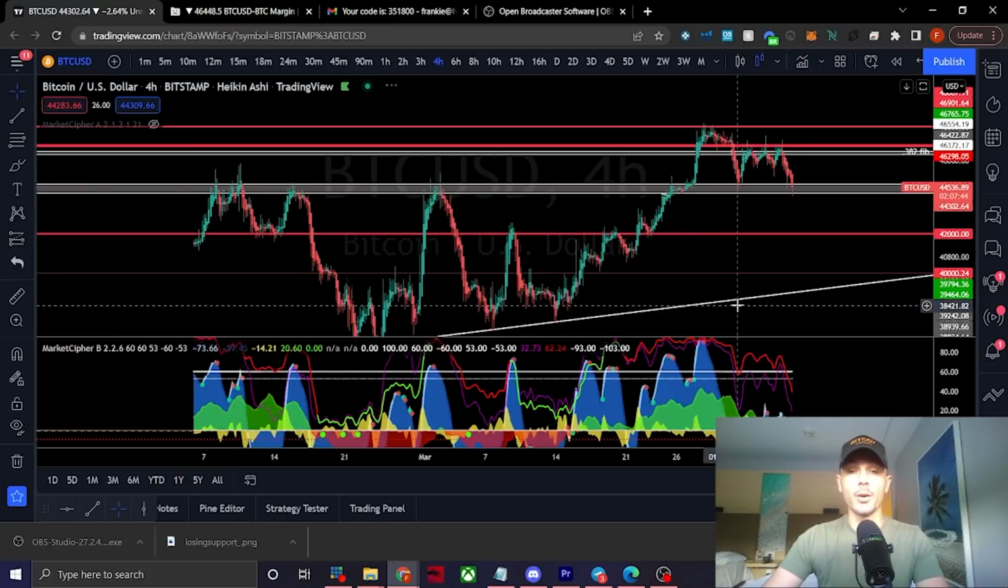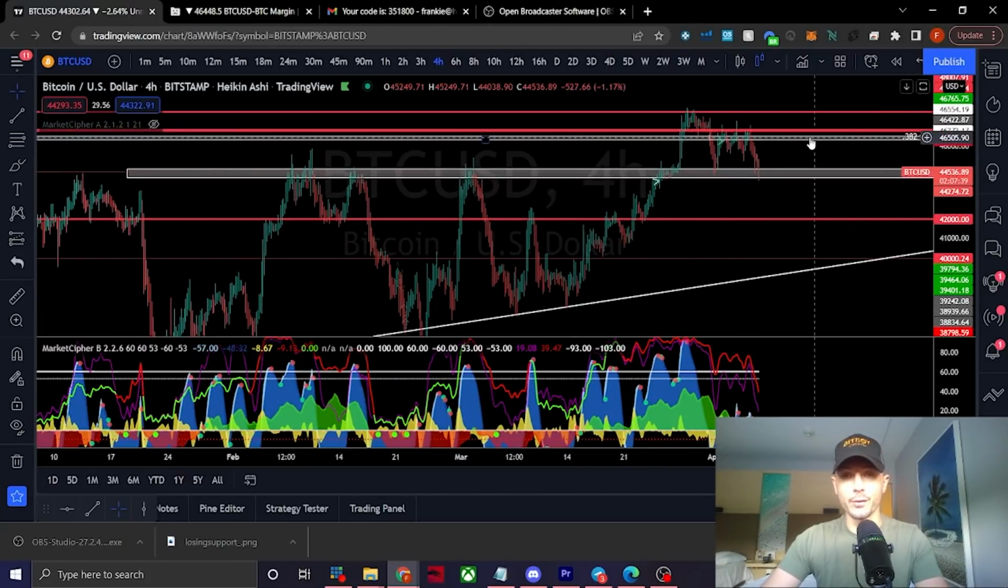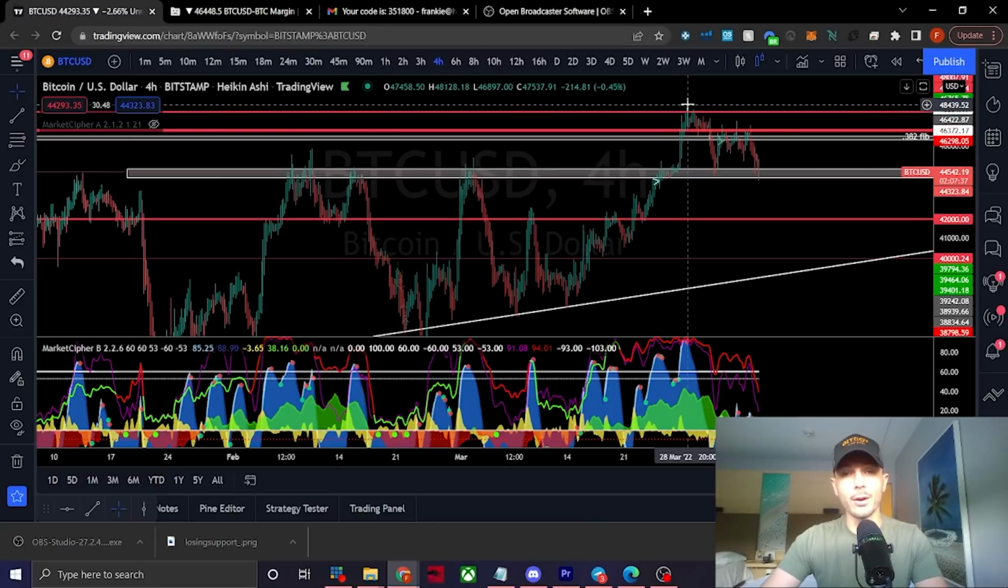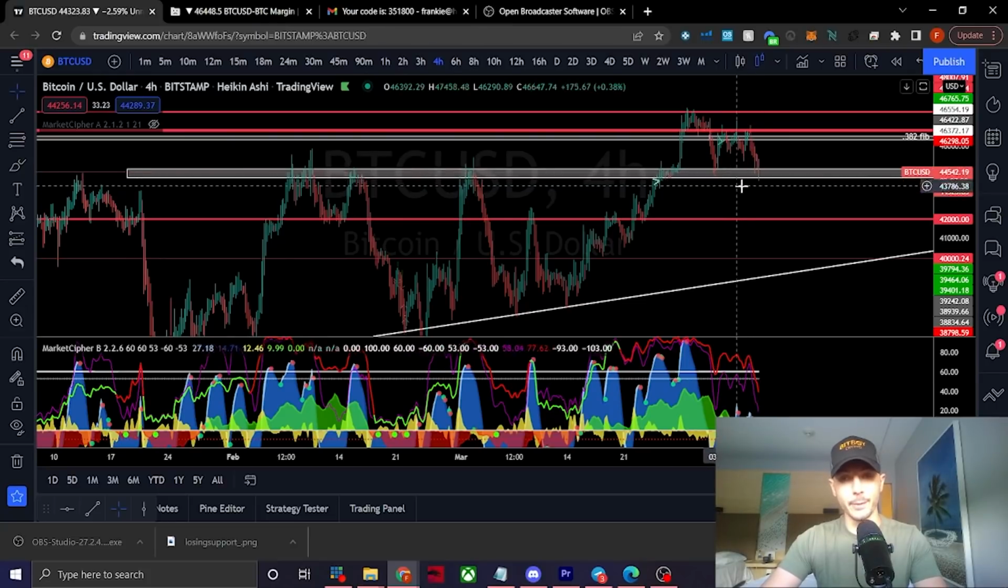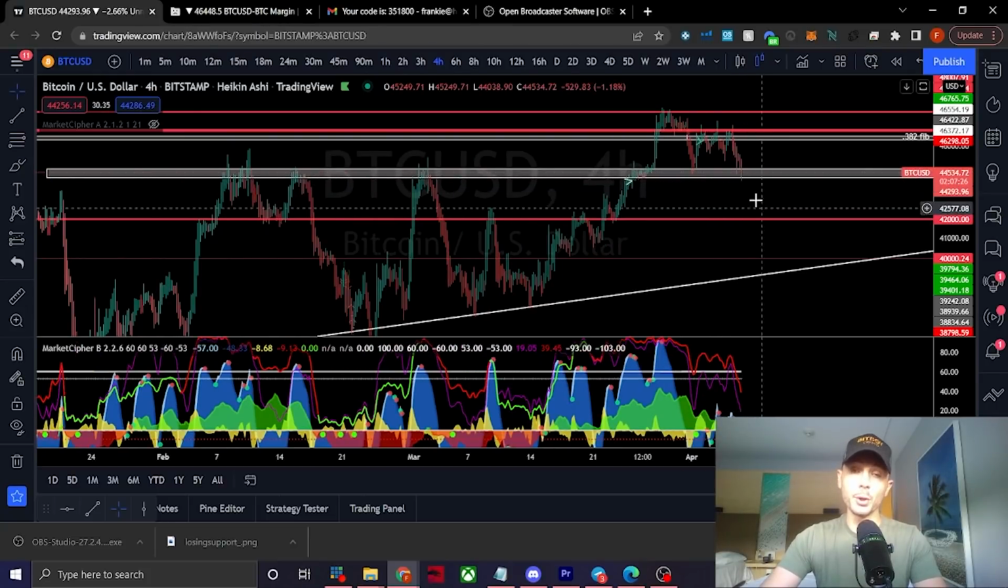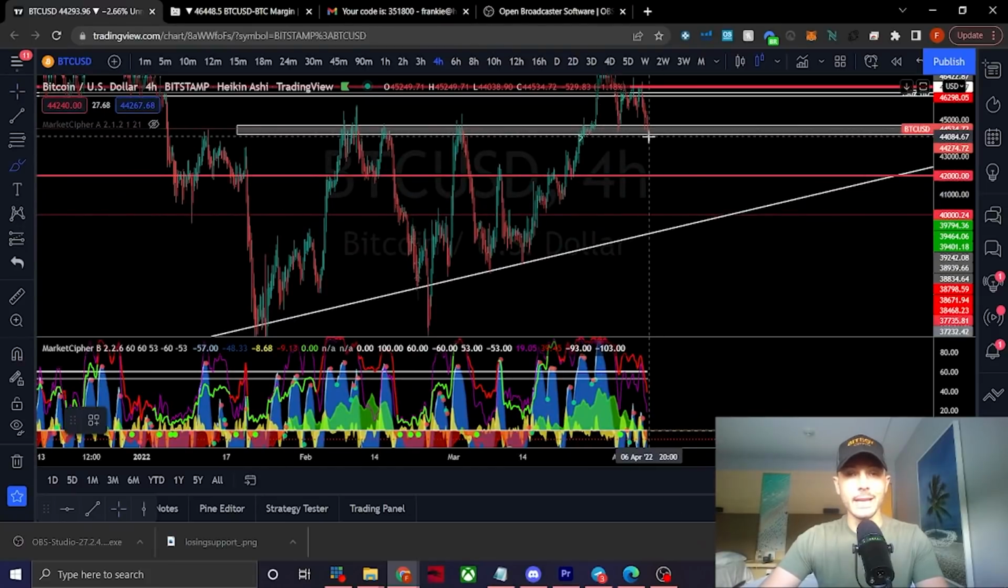And then another thing you want to realize, right? We did get rejected. We had the 382 fib level up here, right? So we broke out, came above it, came back down, and we got rejected, and now we're coming back down to test this level of resistance. We're trying to flip it into support, right? But if we do break in here, there is a chance that we could come all the way back down into, right?